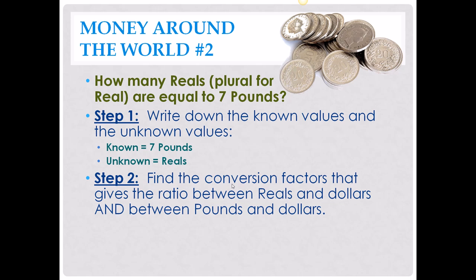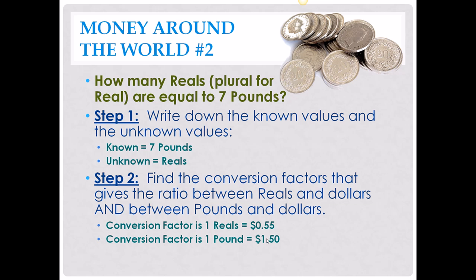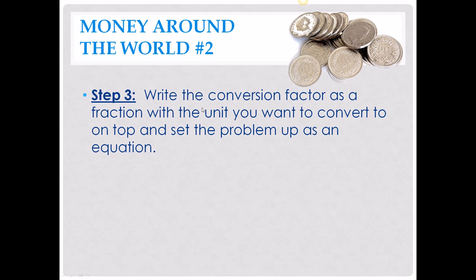Okay, so we don't have a direct conversion for pounds to reals, but I do have one from reals to dollars. And again, I want this in my numerator when I'm done. So I'm going to write this fraction exactly as I see it. That's my numerator, 1 real, 55 cents my denominator. And I also need a conversion between pounds and dollars. 1 pound is $1.50. Okay, so let's strategize.